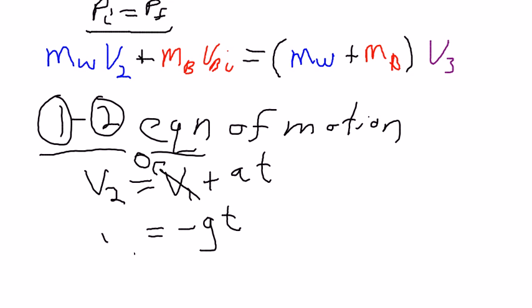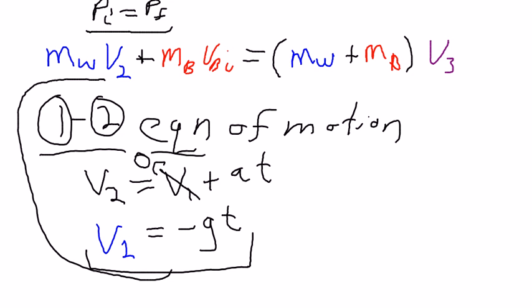And so this v2 is really the blue v2 from earlier. So we now know what v2 is in terms of time. That's nice, since that's what we're trying to solve for. So it can be plugged in up here.